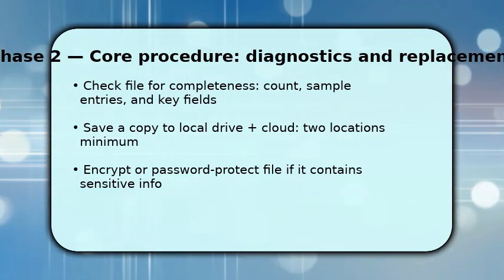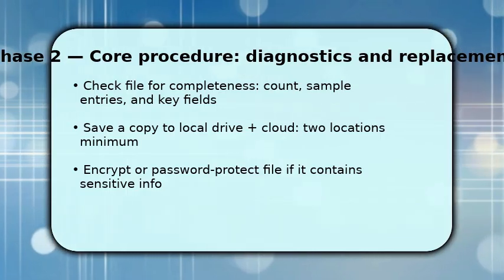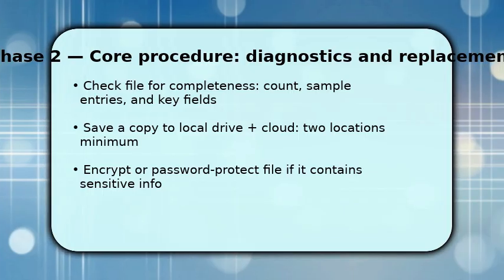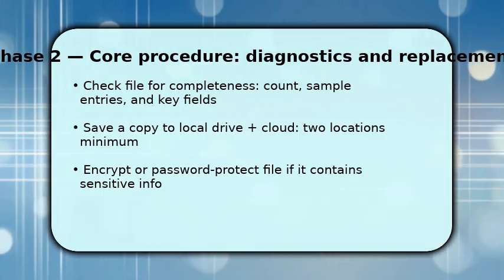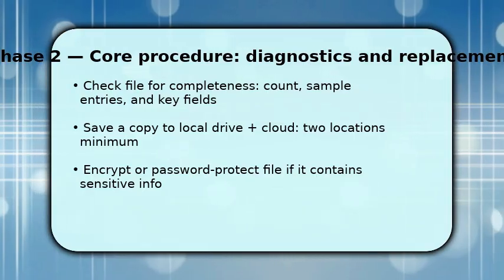Then, save duplicates, one local copy and one in cloud storage so you have redundancy. Make sure to secure the file. Apply simple password protection or encryption if it contains private data. This protects you if a device is lost or shared.